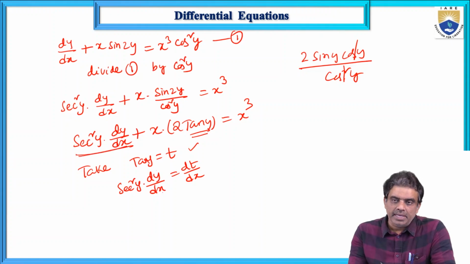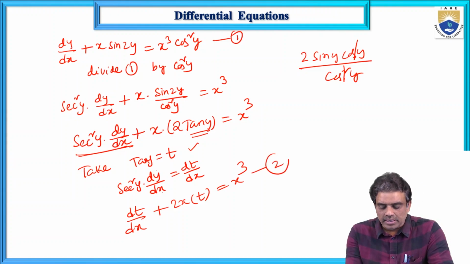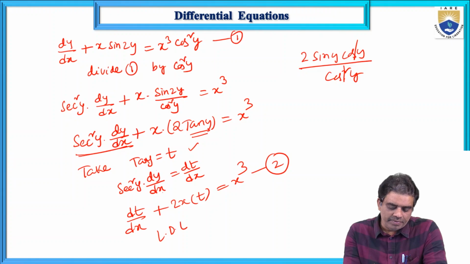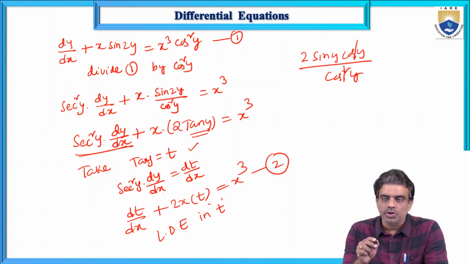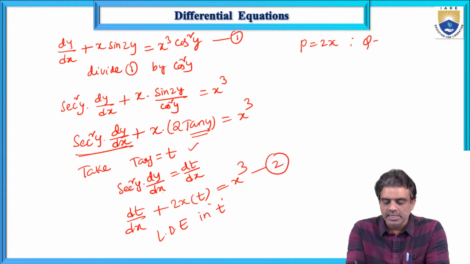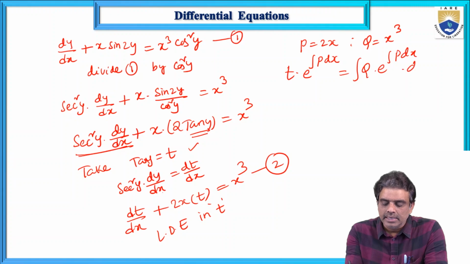Now the first term can be replaced by dt by dx plus here 2x into tan y is replaced by t is equal to x cube. So this equation is a linear differential equation in t, in the form dt by dx plus p into t is equal to q. What is p here? p is 2x and q is equal to x cube. And what is the general solution? The general solution will be t into e power integral p dx is equal to integral q into e power integral p dx plus c.